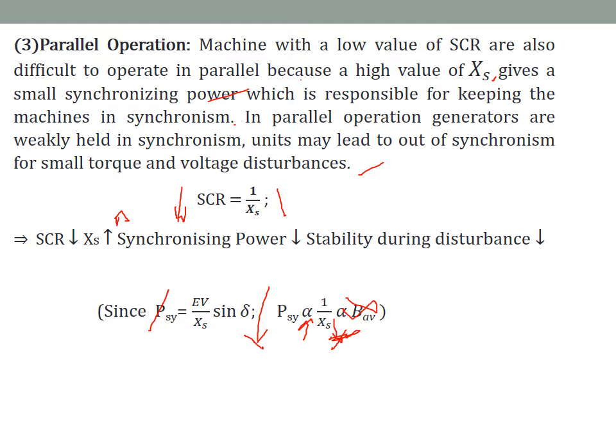It means for any disturbances in the load, because load will always be changing, sometimes all of a sudden load will come, sometimes load will be thrown off. During those disturbances, the unit should not lose synchronism. That power is called synchronizing power. So if Xs is small, then Psy will be large and the machine will be held strongly with the other systems.